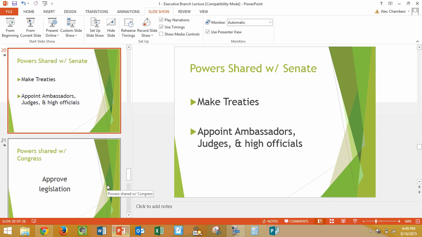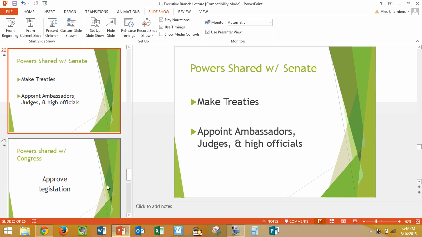The president shares two main powers with the Senate. The first is to make treaties. You've been reading about an arms deal with Iran recently, and that is a very interesting case of how the president and the Senate are interacting and sometimes not interacting very well to create a treaty with another nation. The president also has the power to appoint ambassadors, judges, and high officials.